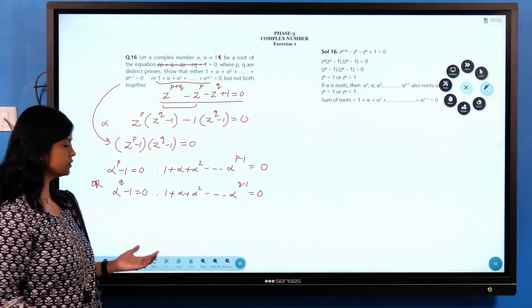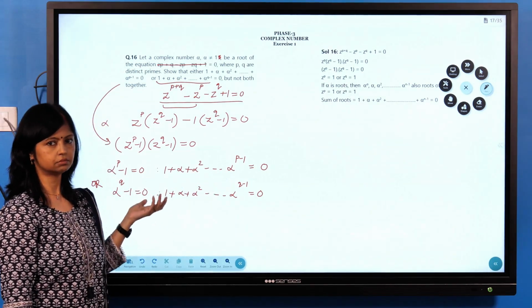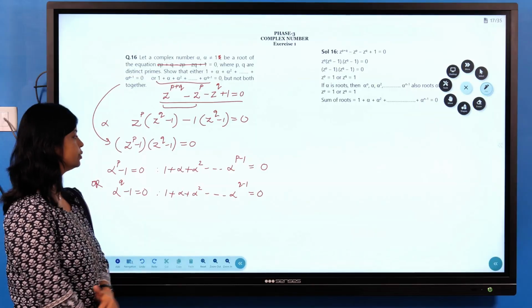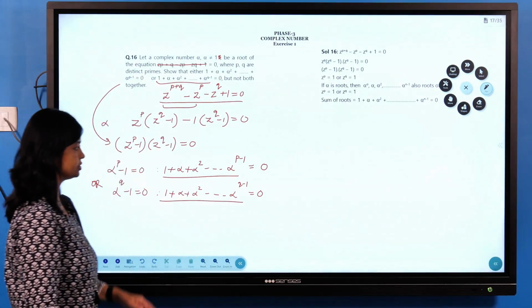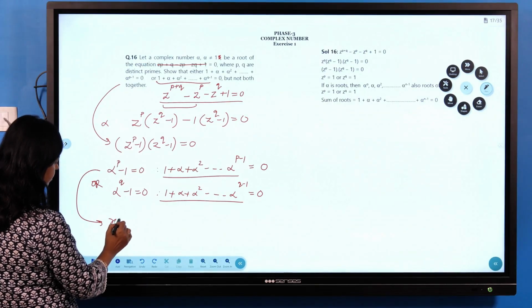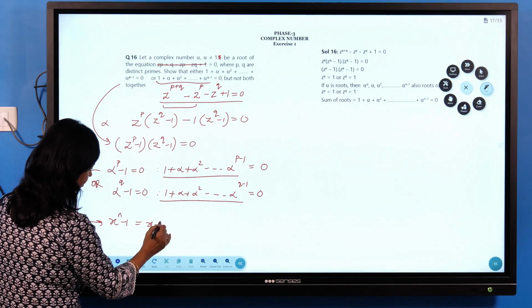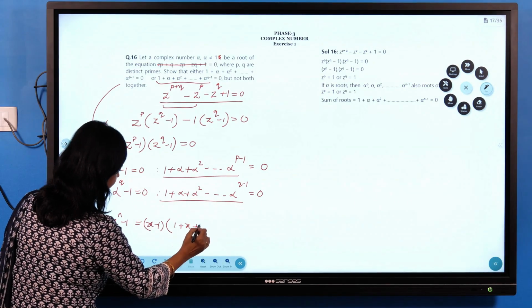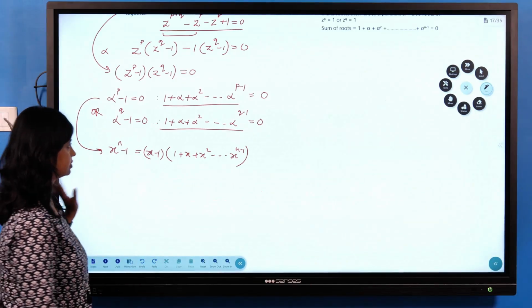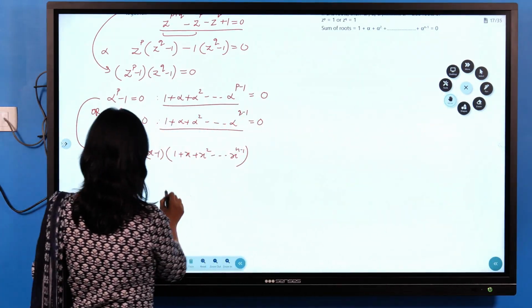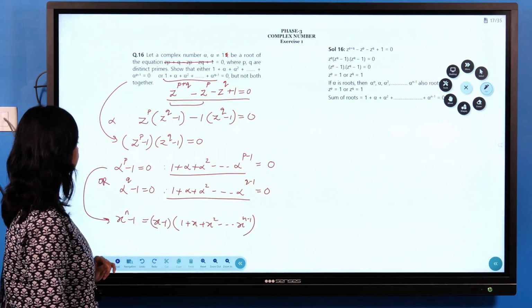So where I am reaching with all this is, if alpha is a non-trivial root of the nth root of unity or pth root of unity, then we already know this is a very standard expression, that x to the power n minus 1 is nothing but x minus 1 into 1 plus x plus x square up to x to the power n minus 1, again from an algebraic expression. So all of that is fine. So if this side is 0, then we know this is also 0.